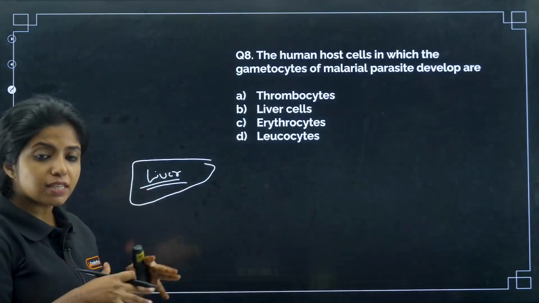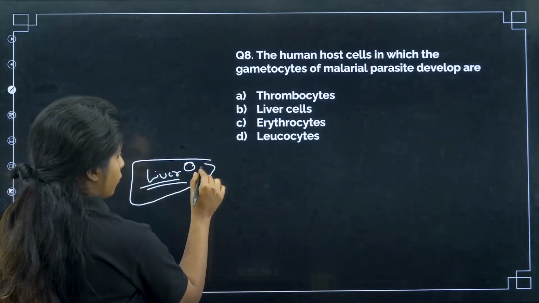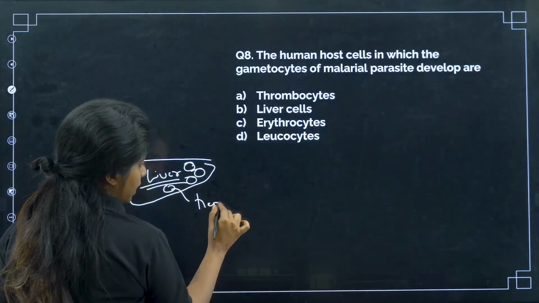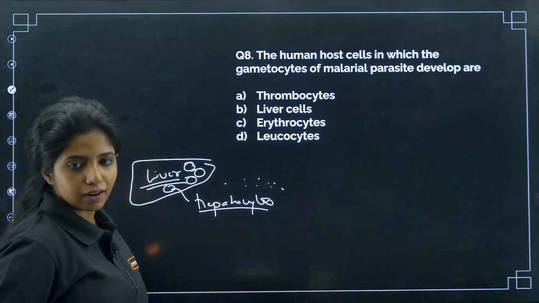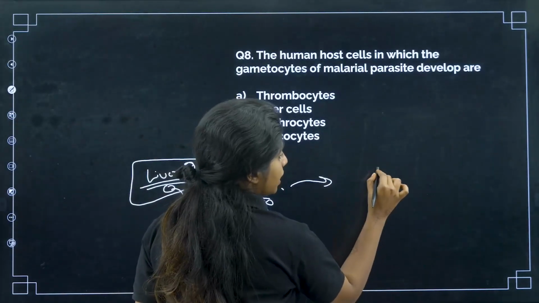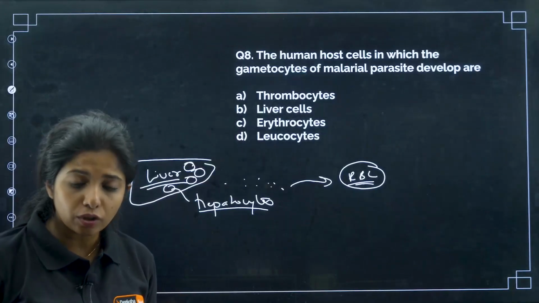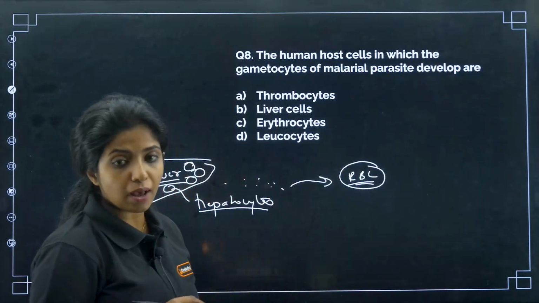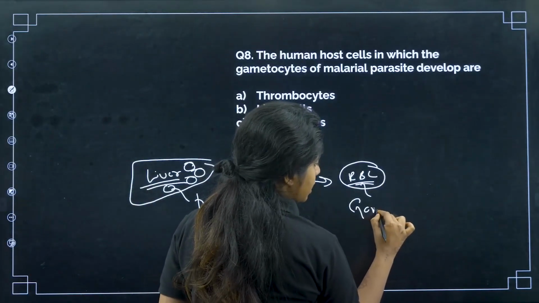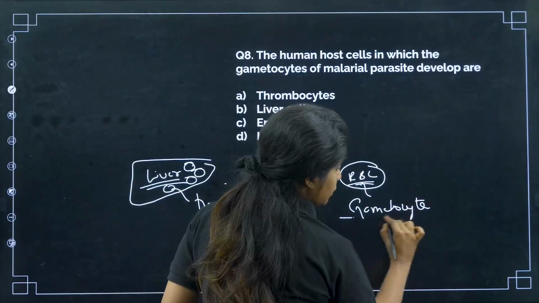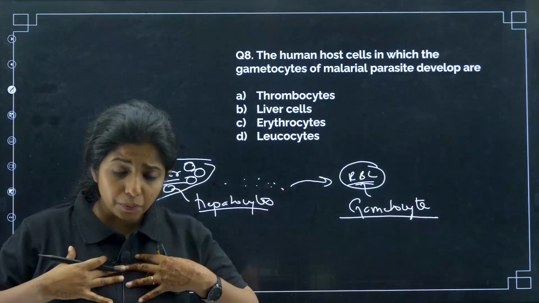Where they will get inside, they will divide, they will increase in number, and later the cells of the liver, which you call hepatocytes, will burst open. Okay, and now the parasites will be moving down to the next area, that is your RBC, which you also call erythrocytes. Once it gets into the erythrocytes, what happens? Here also they will divide, and they will form one stage which is known as gametocyte, my dear children. So gametocyte is the stage in which they are going to next produce what? The gametes.